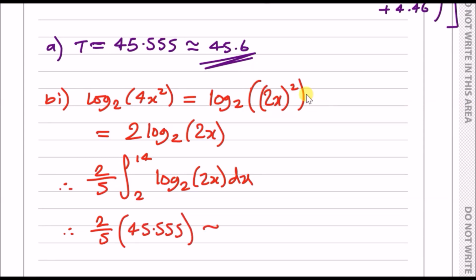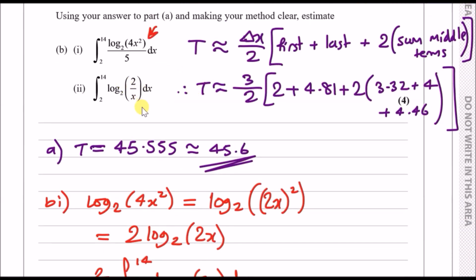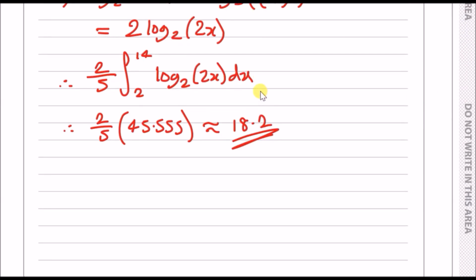45.555, and then put this in your calculator. It should be estimated to about 18.2. Okay? Now, for the second bit, it's kind of the same idea. So let's just copy out log 2 over x for a second, yeah? So for part 2, we're going to have log 2 over x.